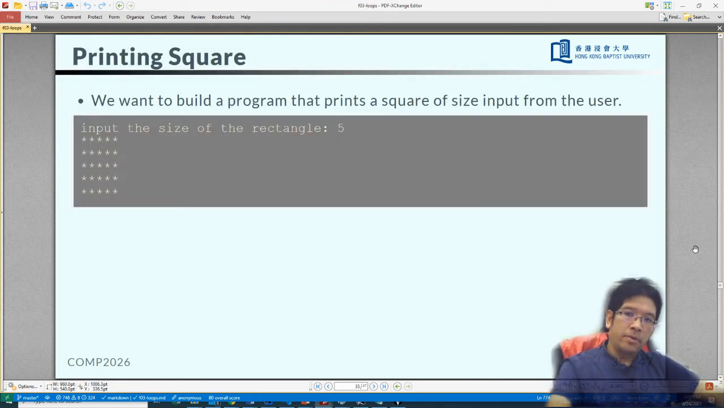This is an example that will show how multiple loops can be used together. Let's look at this one. Assume the user inputs a value, which is the size of a rectangle. We're going to print out the rectangle with the size that the user inputs.